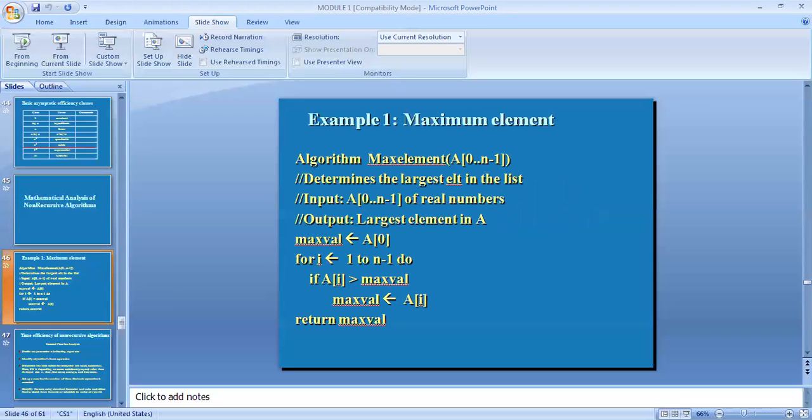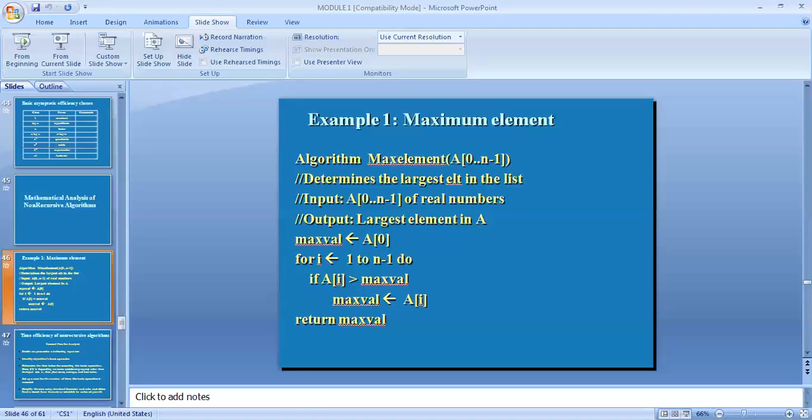Consider the problem of finding the value of the largest element in a list of n numbers. For simplicity, we assume that the list is implemented as an array. The following is a simple pseudocode of the standard algorithm for solving the problem. MaxElement of A[0..n-1] determines the value of the largest element in a given array. Input is an array A[0..n-1] of real numbers. Output is the value of the largest element in the array.